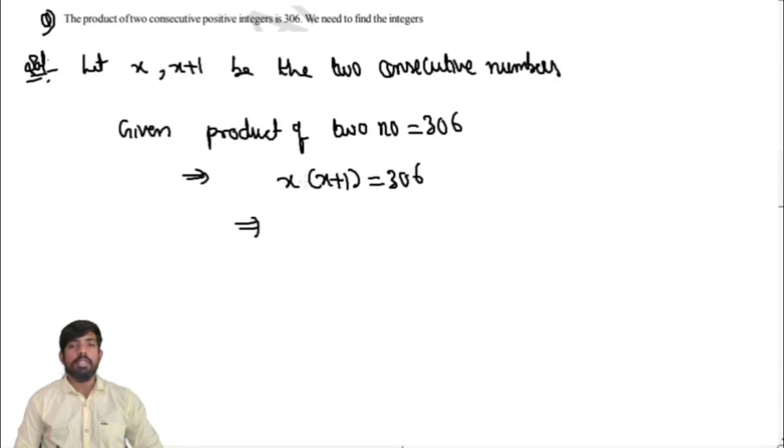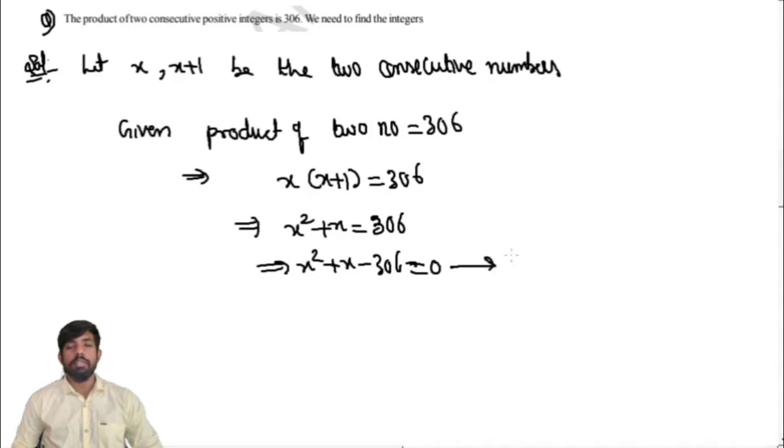Therefore, if I multiply inside, x into x is x square, x into 1 is x, equals 306. Therefore, x square plus x minus 306 equals 0. Therefore, this is the quadratic equation. We just need to show what the quadratic equation is. In this, it is asking us to find the integers, right? So we need to find them.